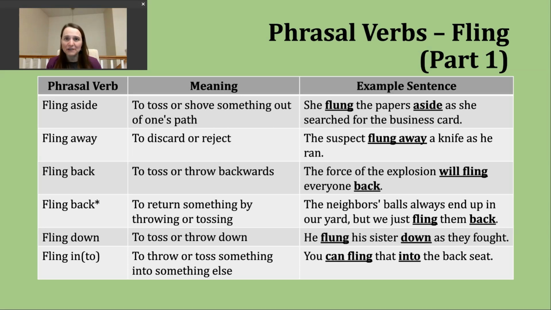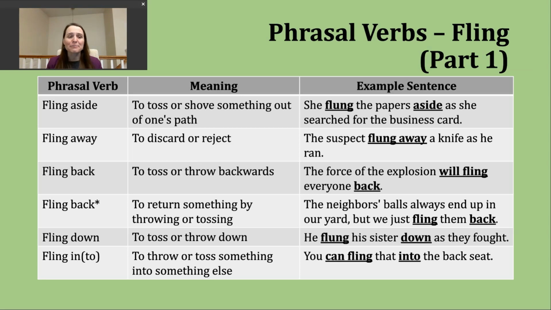Right? So this is another kind of directional. So we're talking about tossing or throwing something downward. An example of this might be: he flung his sister down as they fought. So, again, maybe we can kind of picture brother, sister having some kind of disagreement. Maybe they're play fighting, but this idea of throwing her maybe to the floor, to the ground. This is another example of the simple past tense.